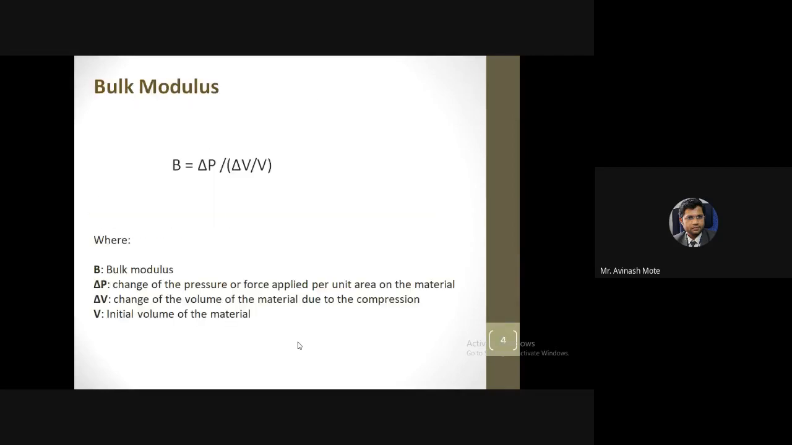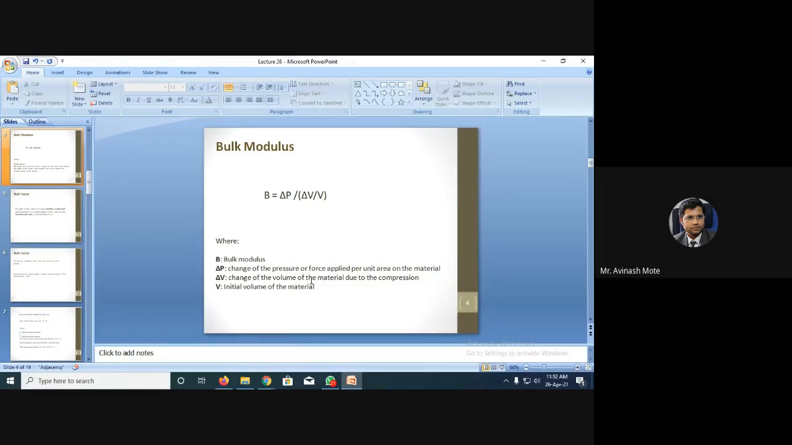So in the next lecture we'll see some more formulas, and then we'll go for the designing of the component. Okay, so that's all for today. Just a minute.